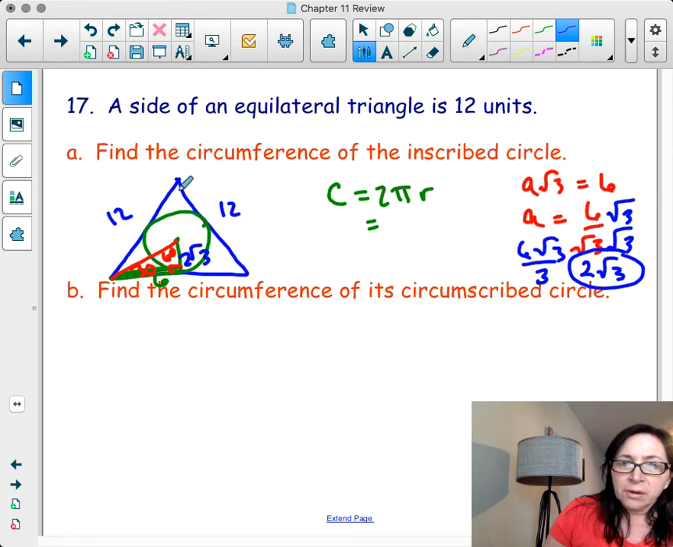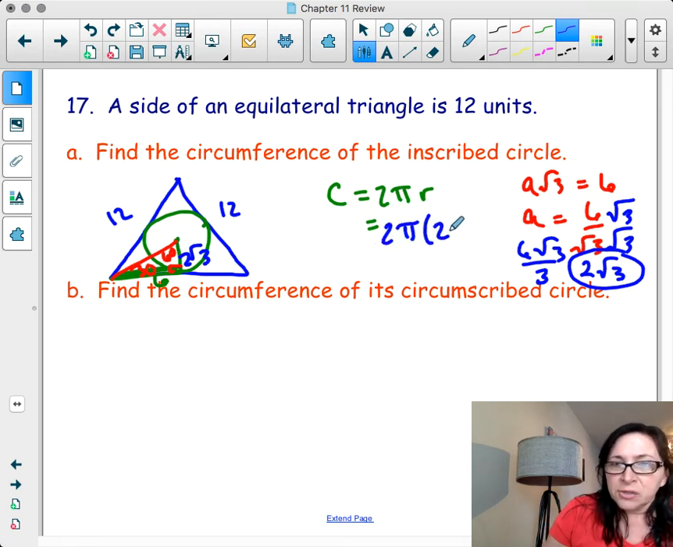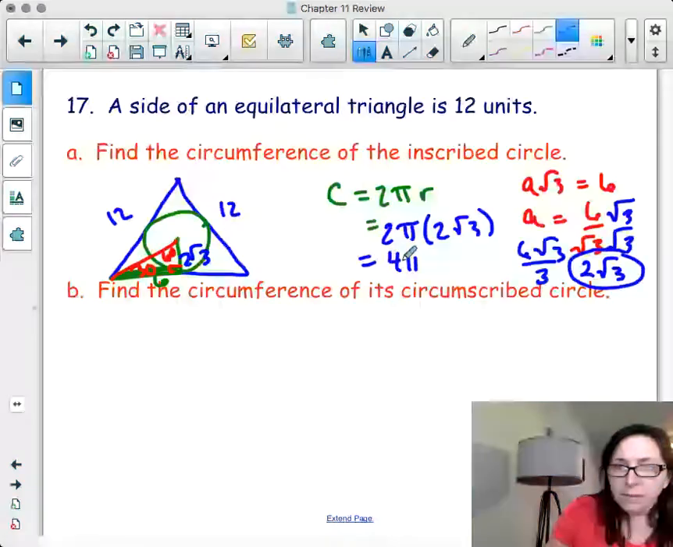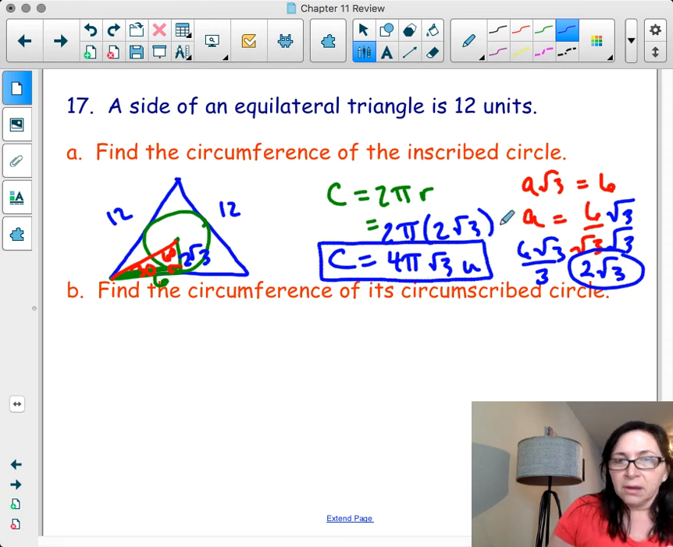So remember, that's my circumference. So that's my radius. So I just say 2 pi, and my radius is 2 root 3. So that's going to equal 4 pi root 3 units. Not units squared, just units, because it's circumference. We're finding a length, not the area.